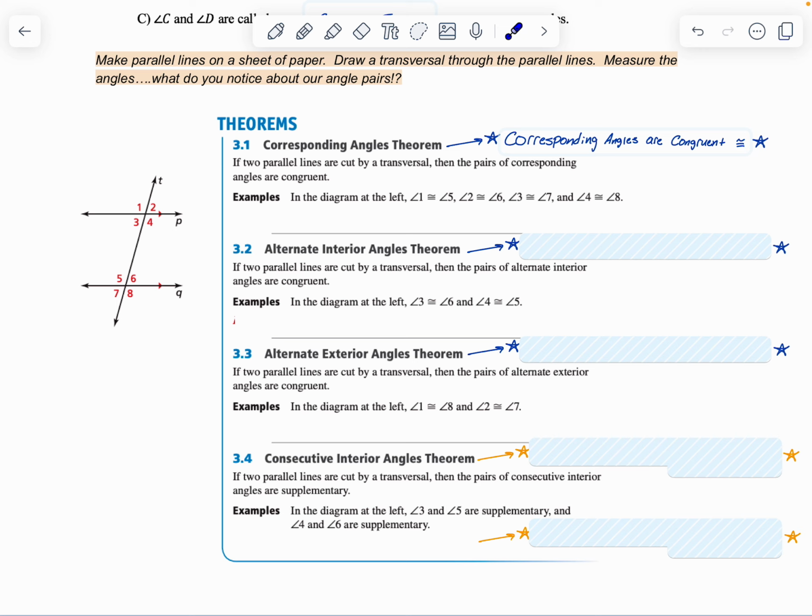Now let's just say that angle 1 measured 110 degrees. We said that that's corresponding to angle 5. What would angle 5 have to be? Well, it also has to be 110 degrees because they're congruent to each other.